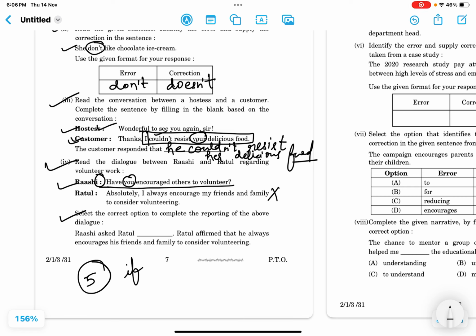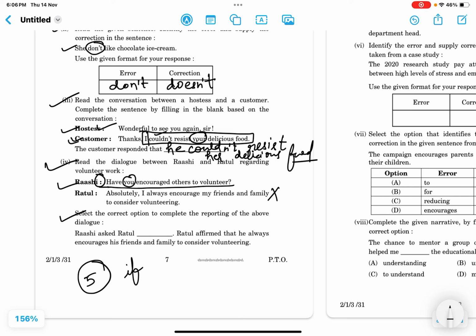Next, the sixth question is error correction. The 2020 research study pay attention to the relationship between high levels of stress and employee productivity. So as I already told you in the last video, first try to find out the words in which we can make the changes. The 2020 research study, attention, the relationship, high levels of stress, and employee productivity. So these words we can't change, but now we have to check the rest of the ones here.